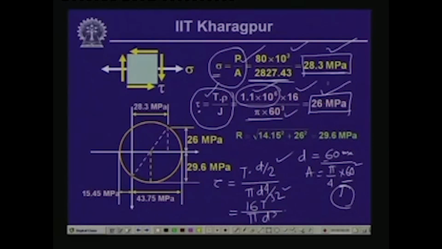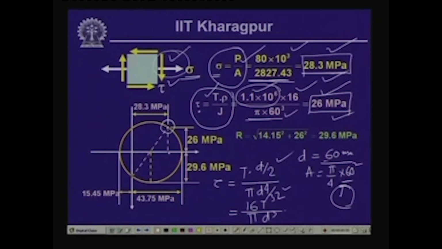Because of these two individual loadings acting simultaneously, we get a normal stress of 28.3 MPa and a shearing stress of 26 MPa. Now, if we plot these stresses on the Mohr circle, with the directions shown over here, sigma being the tensile stress is positive, and tau here is the shearing stress, which is in the negative direction.